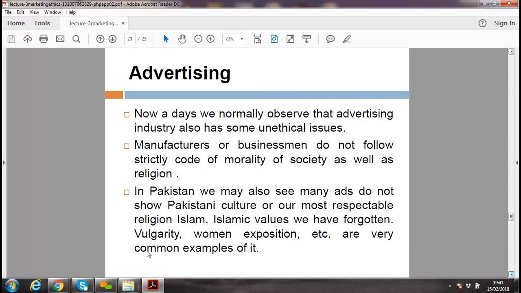Advertising: a lot of issues within advertising as well. Nowadays, a normal observer of the advertising industry sees ethical issues, where manufacturing businesses don't strictly follow the code of morality of society as well as religion. Like in Pakistan, we see many ads that don't show Pakistani culture in the most respectable way. So this is about the religious perspective, and we need to look at moral values as well.